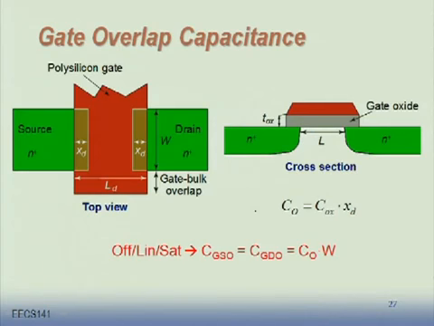There are some capacitances that are linear. There's simply some parallel plate linear capacitors that exist. Typical one is this overlap capacitance. It's between the polysilicon gate and the bulk and the source and the drain areas. We have to have some overlap between the transistor and the source and the drains. Otherwise, it won't turn on.